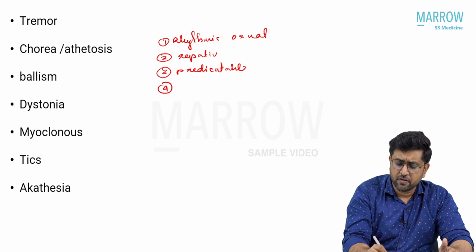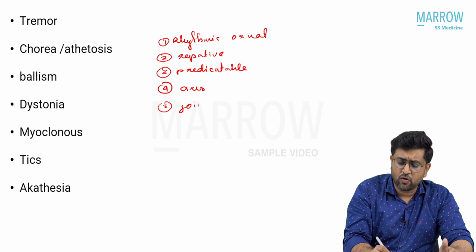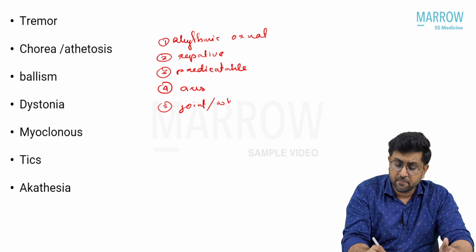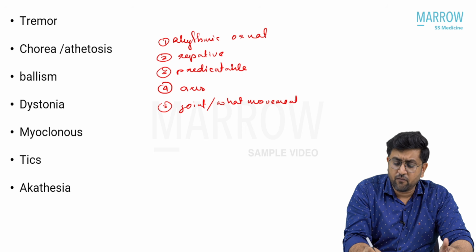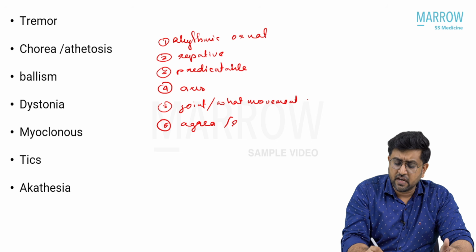Predictable or not? What axis is involved? Then what all joints are involved? Whether only one joint or two joints. If a joint is involved, what movement? Whether it is a flowing movement from one joint to another joint. Then the sixth step is what are the aggravating or relieving factors, and what happens in sleep and rest.